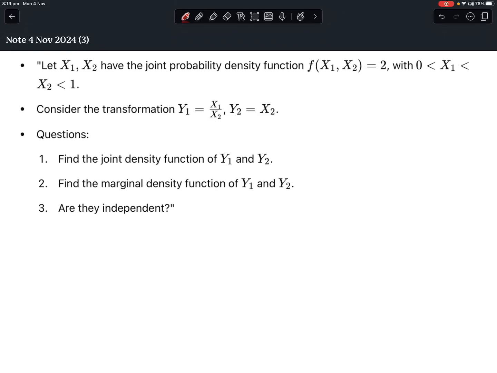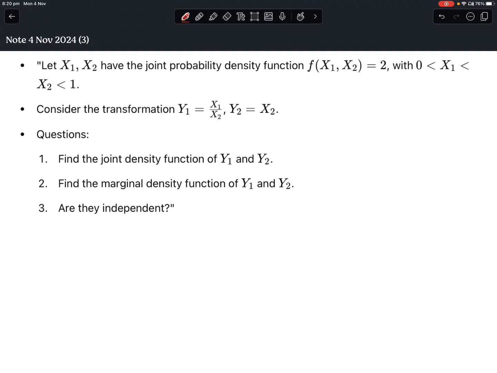Today we are exploring a fascinating topic in probability and statistics: joint probability distribution, variable transformation, and checking for independence between the variables. So we will work through a problem step by step to understand how transformation impacts joint densities and how we can determine the independence of variables.